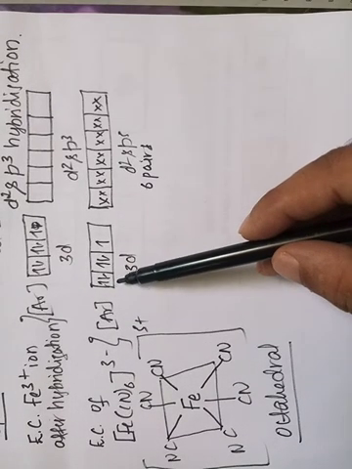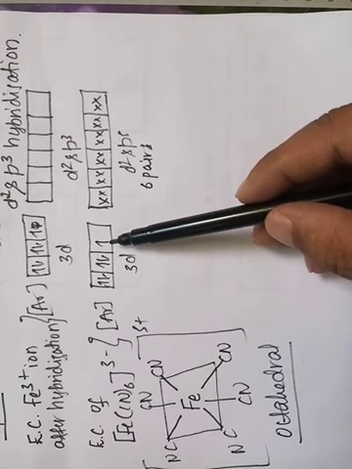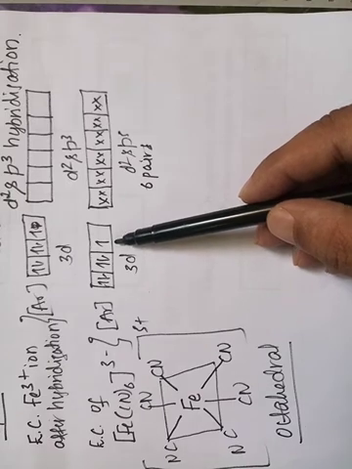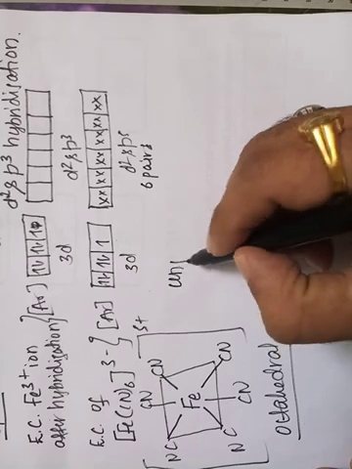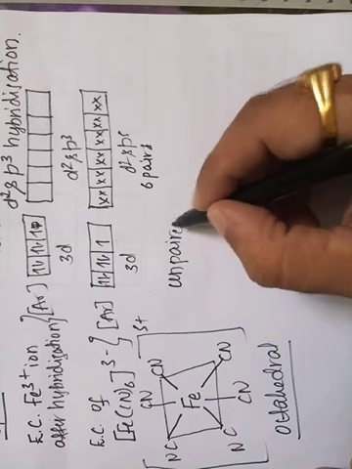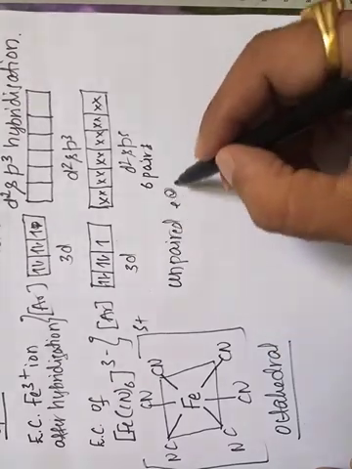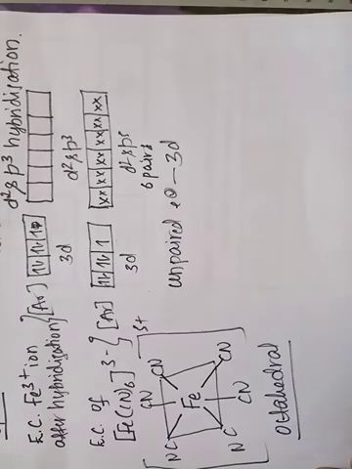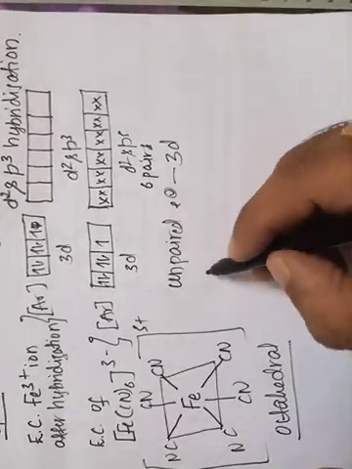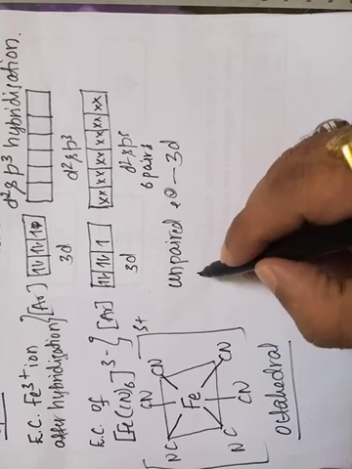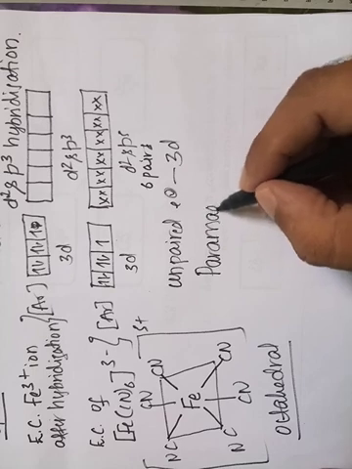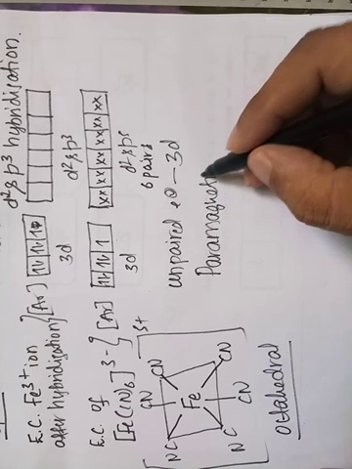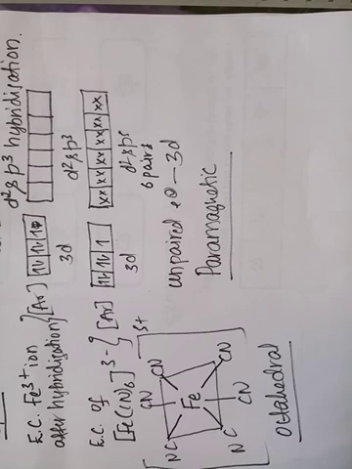Here you can observe that in this complex ion there is an unpaired electron present in the 3d orbital. Because of the presence of the unpaired electron, the complex is said to be paramagnetic.